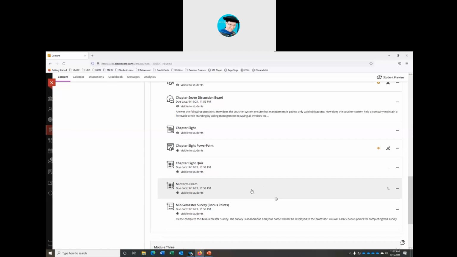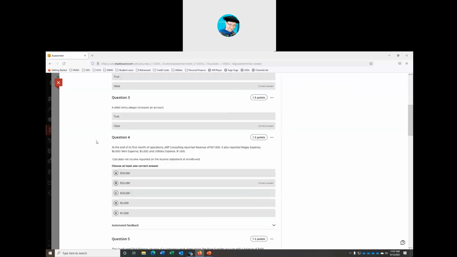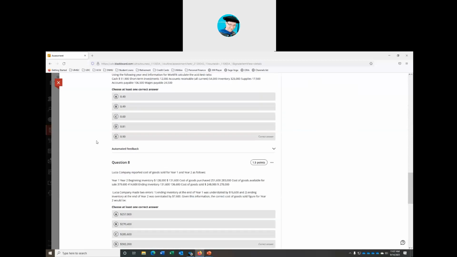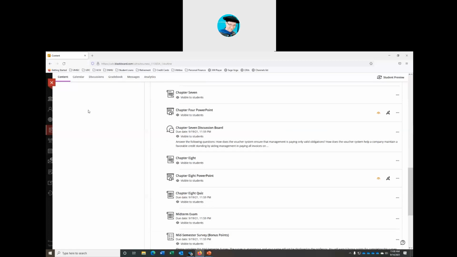The midterm exam, let's talk about that briefly. The midterm exam covers chapters 1 through 8. I will tell you the midterm exam is not very difficult. What do I mean by that? Well, I'm going to show you what the midterm exam looks like briefly. Don't take notes. There are 10 questions on the midterm exam. 5 of those 10 questions require a computation. It is a mix of true, false, and multiple choice, covering chapters 1 through 8. Total of 10 questions. It is not timed.